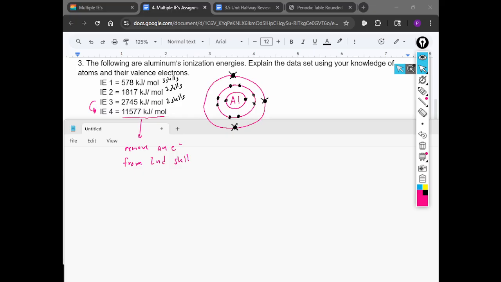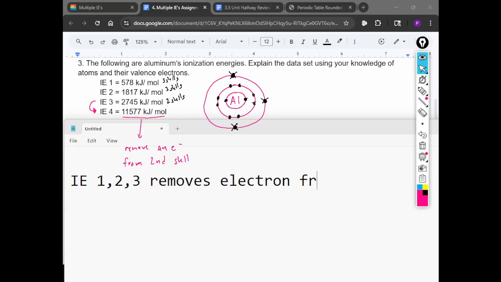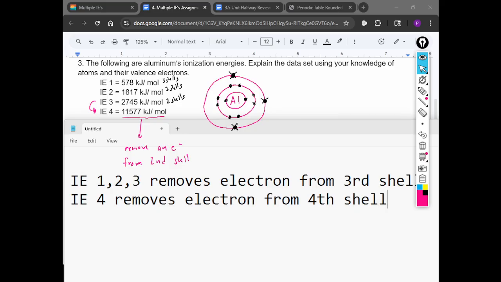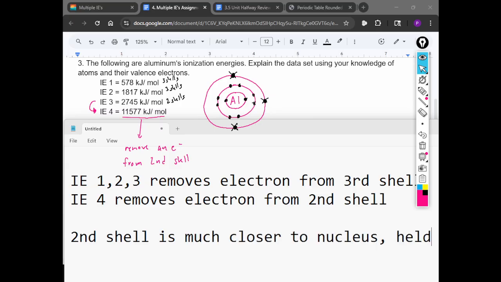And that's the explanation for that big jump in ionization energy. It's because for IE1, 2, and 3, you are taking away an electron from the 3rd shell, so it's further away. But for the 4th one, you are taking it away from the 2nd shell, which is much closer to the nucleus. So if I wrote that down as my explanation, I'd write something like this. IE4 is removing from the, sorry, not 4th shell, 2nd shell, my bad. The 2nd shell is held tightly, harder to remove. And that would be the explanation for why there's such a big jump.